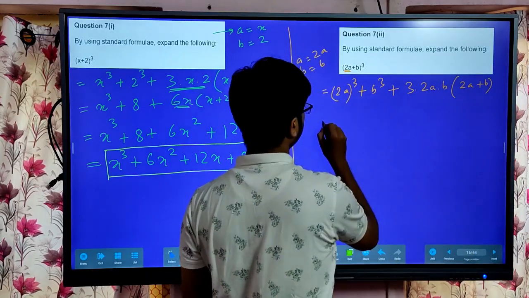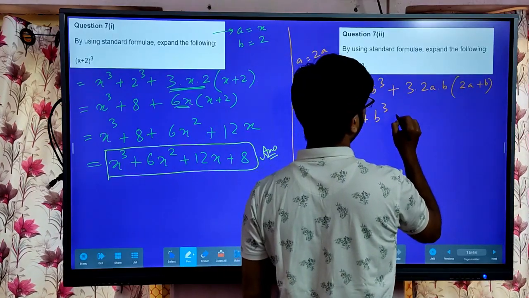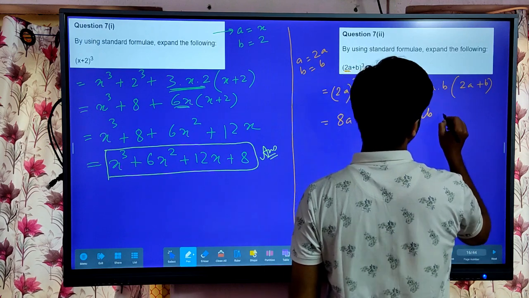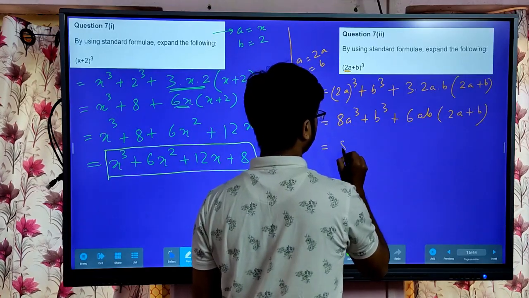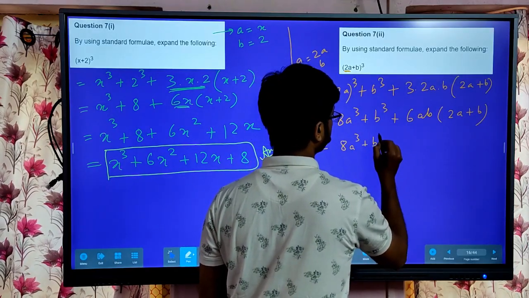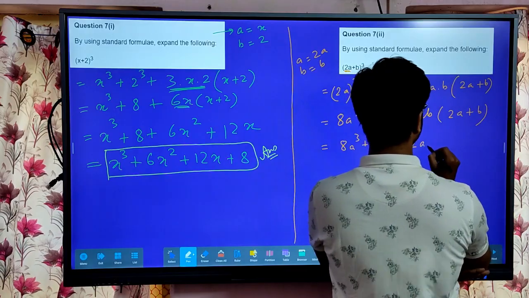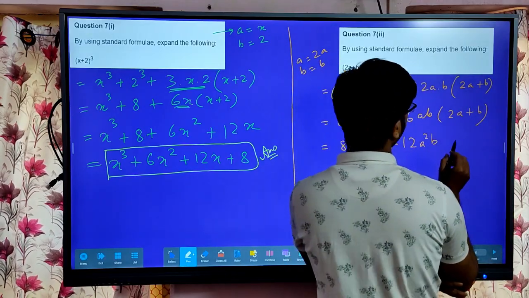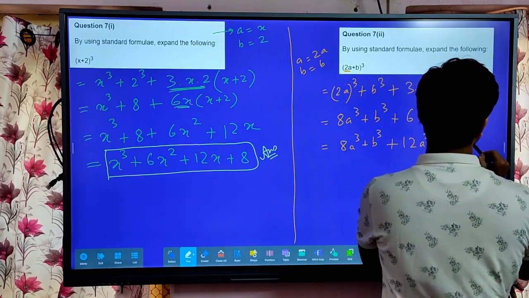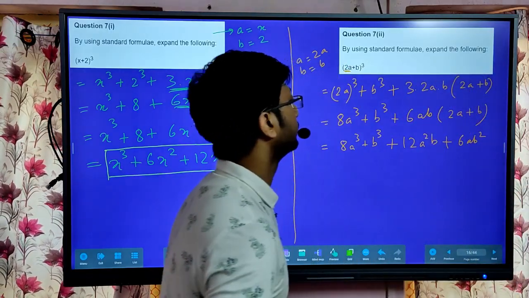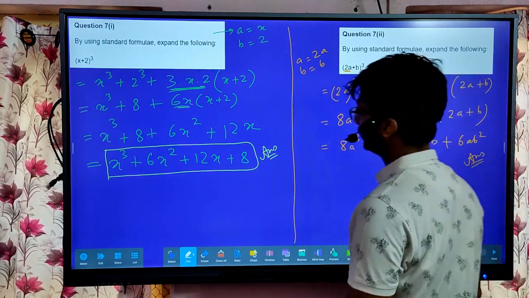Okay, now see what it comes out. 8a cube plus b cube plus 6ab into 2a plus b. So it is 8a cube plus b cube. 6ab into 2a is 12a square b, plus 6ab square. Okay, so this is the answer.